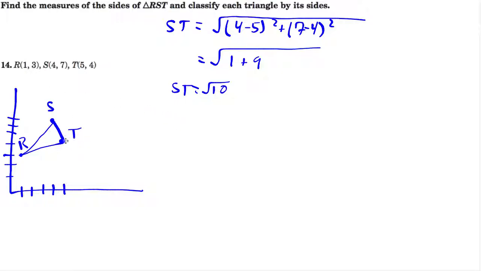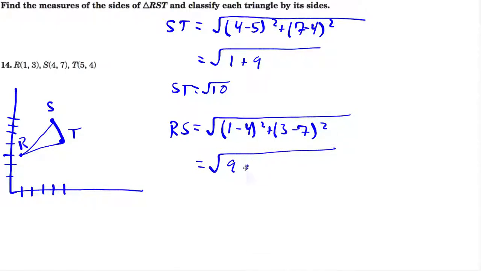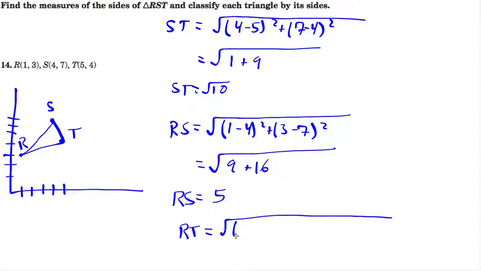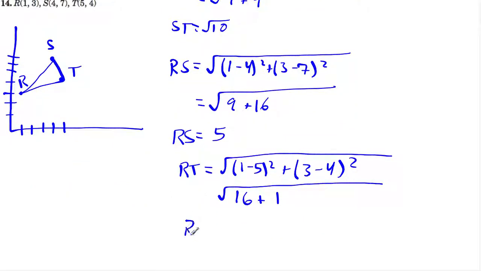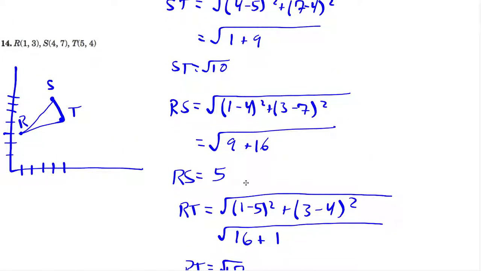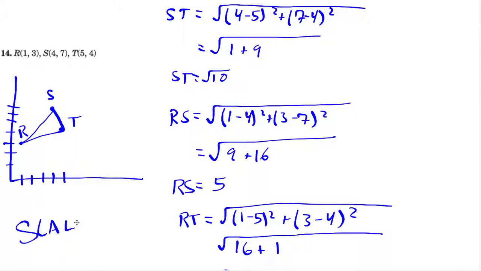Then we have RS we can do. RS is equal to the square root of 1 minus 4 squared plus 3 minus 7 squared, which is equal to 9 plus 16. So that's actually the square root of 25, which is 5. So already two sides which are different, so it's not equilateral, but maybe it's going to be isosceles. So we do RT, which is going to be 1 minus 5 squared plus 3 minus 4 squared. So we get negative 4 squared, which is 16, plus 1. So we get that RT is equal to the square root of 17. Because all three sides are different measures, we can now see that this is scalene.